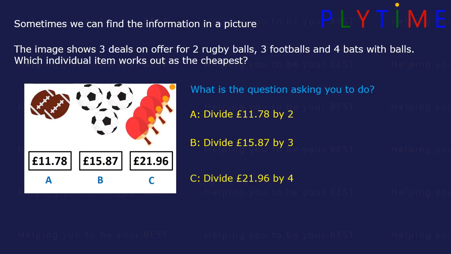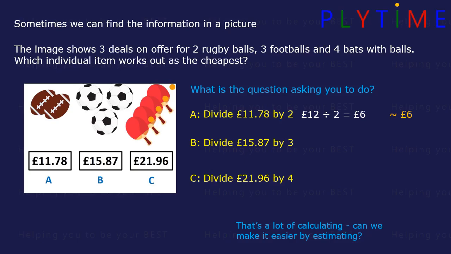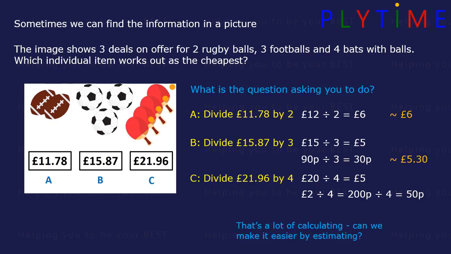There's a lot of calculating. Can we make it easier by estimating? First, £11.78 is nearly 12. 12 divided by 2 equals 6, so it's about £6. Second, 15 divided by 3 is £5, and 90p divided by 3 is 30 pence, so this is about £5.30. And C, 20 divided by 4 is £5, and then another £2 divided by 4 equals 50 pence. So £5.50.